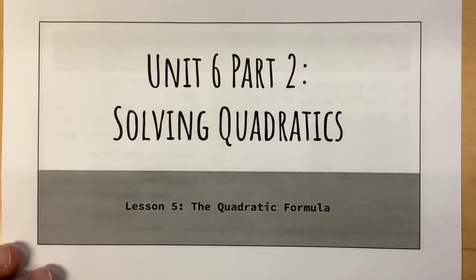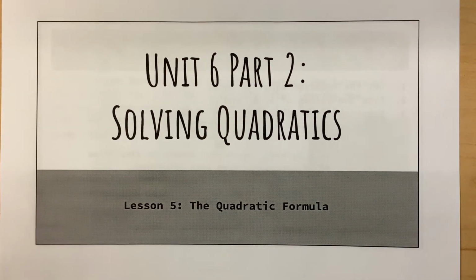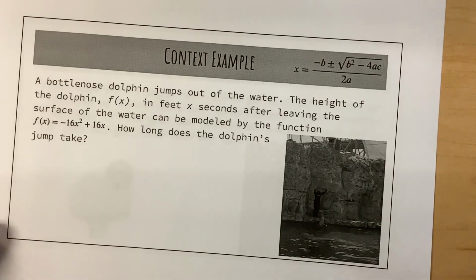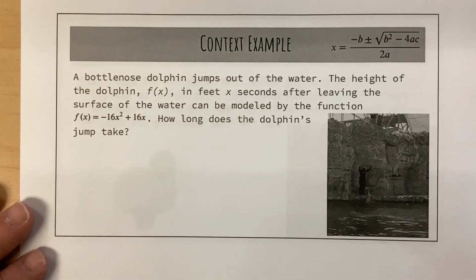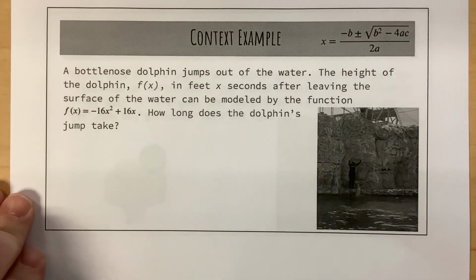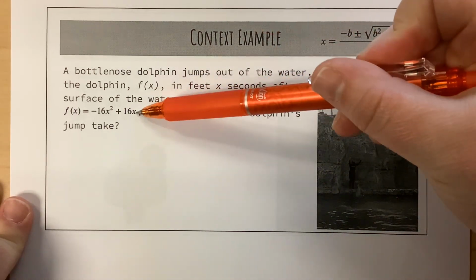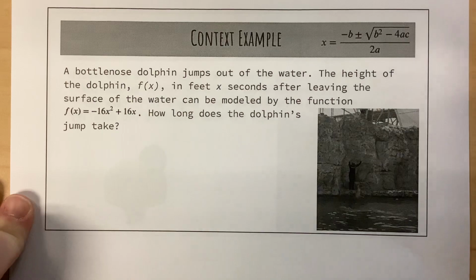Hey guys, in this video we are going to be solving quadratics using the quadratic formula, specifically quadratics that have context. So let's take a look. Alright, a bottlenose dolphin jumps out of the water. The height of the dolphin, in feet, x seconds after leaving the surface of the water can be modeled by the function right here. How long does the dolphin's jump take?